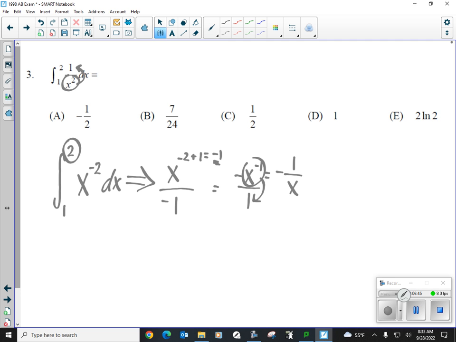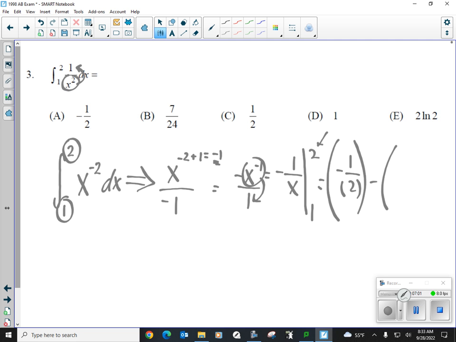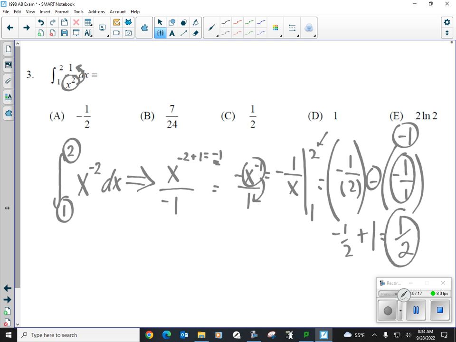Because I have bounds, and it's going to be easier from 2 to 1. It's going to be easier to do this without negative exponents. So I have negative 1 over 2, that's the first one, the upper bound, minus negative 1 over 1. Negative 1/2. This ends up being negative 1, but I'm subtracting a negative 1, which makes it positive 1. Negative 1/2 plus 1, positive 1/2, and that is choice C. All right, good. We're moving good.